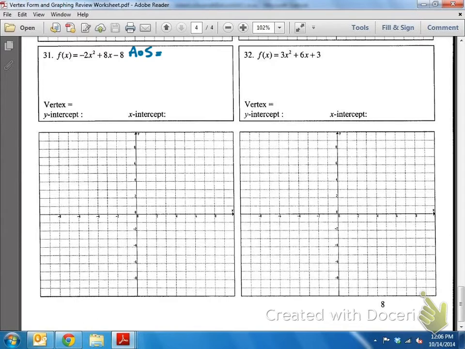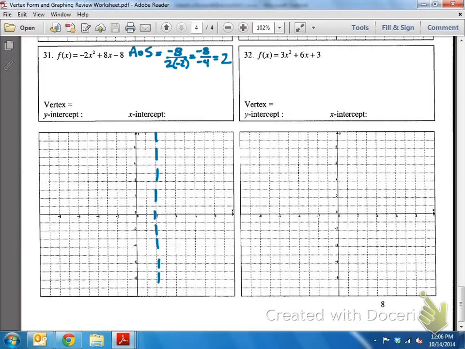So in this problem, number 31, it's going to be negative 8 over 2 times negative 2, which will give me negative 8 over negative 4, which will equal positive 2. So my axis of symmetry is at 2. We'll go ahead and draw my line there on 2. So that's where my graph's going to be cut in half. And remember, the other part of the graph that's on the axis of symmetry is my vertex.